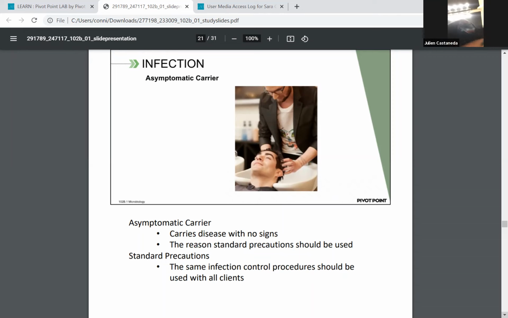Miss Connie, I have to exit out of here real quick, and then I'll be right back in like 5 minutes. I've got to answer a phone call. Okay. All right.